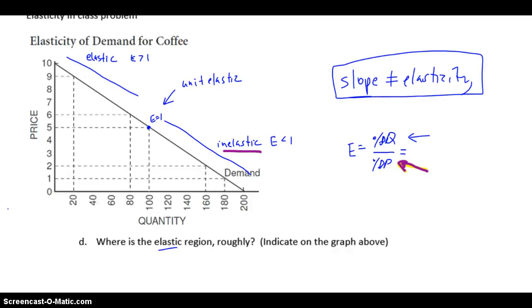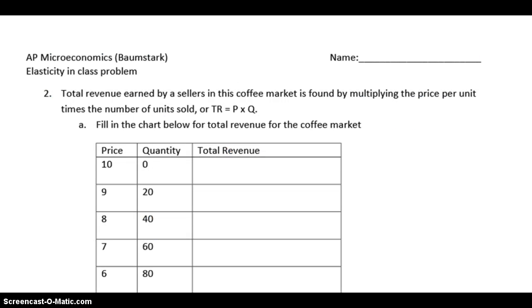Okay, so we left off the last question just showing that elasticity in fact changes along a demand curve, and we left off with an explanation of why that's happening. The second big piece of what we want to learn out of this is how total revenue changes. So let's move on to question 2.